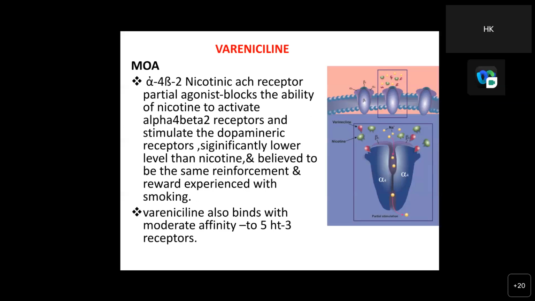Then we go to varenicline. Varenicline is an alpha 4 beta 2 nicotinic acetylcholine partial agonist, which blocks the ability of nicotine to activate the alpha 4 beta 2 receptors and stimulate the dopaminergic receptors, at a significantly lower level than nicotine. It replaces nicotine at the nicotinic acetylcholine receptors and produces the same effect, and is believed to give the same reinforcement and reward experience as smoking. Varenicline also binds with more affinity to 5-HT3 serotonin receptors.